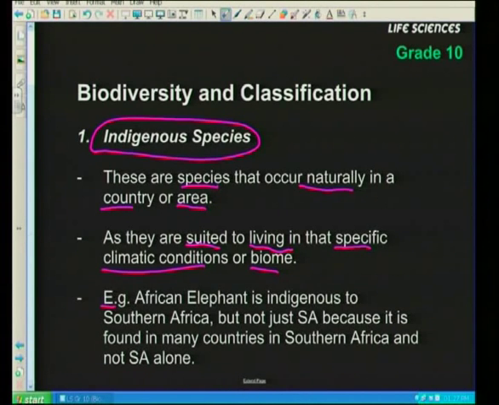Let us now look at an example of an indigenous species. The African elephant is indigenous to Southern Africa, but not just South Africa, because it is found in many countries in Southern Africa. So please remember that the African elephant is indigenous to Southern Africa, but not just in our country, South Africa. Reason being, it is found in Southern Africa, like in Botswana, Namibia.